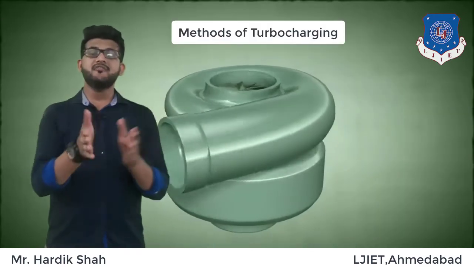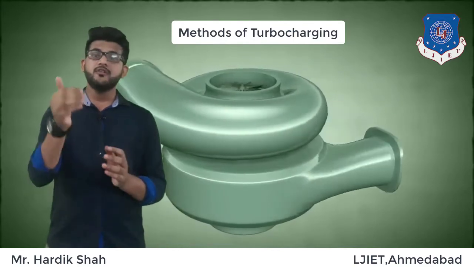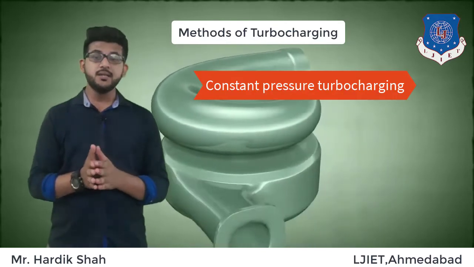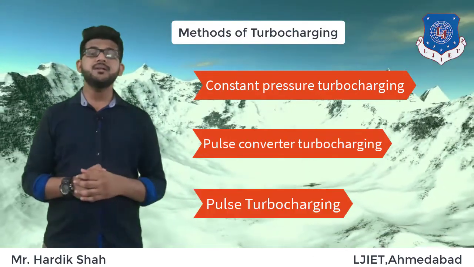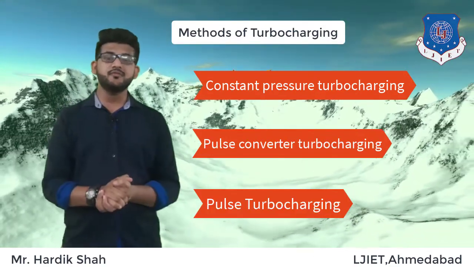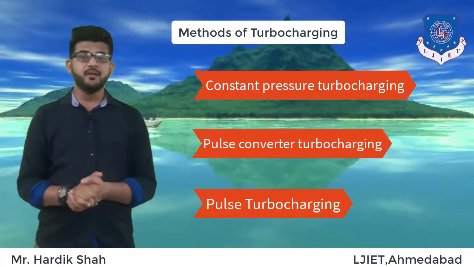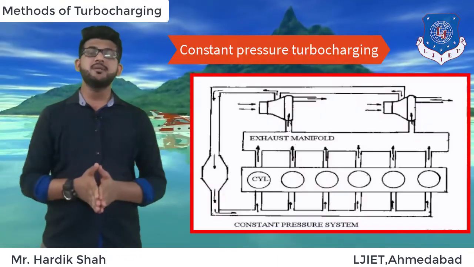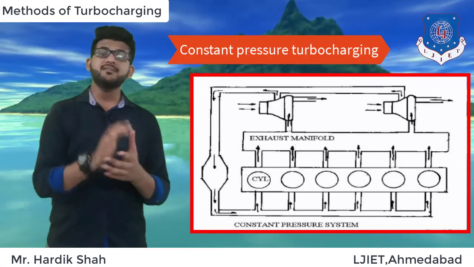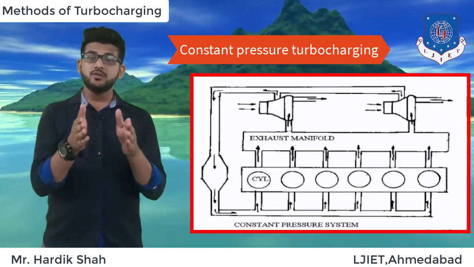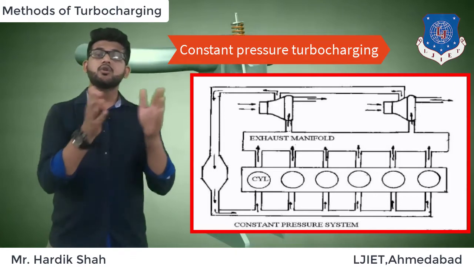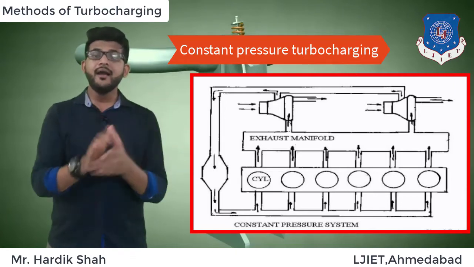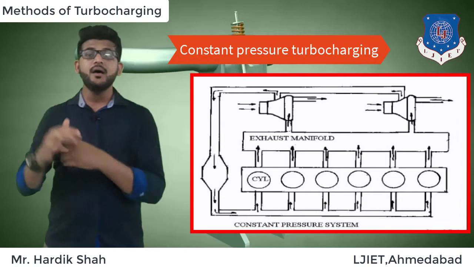Let's see methods of turbocharging. There are 3 different methods for turbocharging. First one is constant pressure turbocharging, thereafter pulse converter turbocharging, and thereafter pulse turbocharging. Let's see one by one. First one is constant pressure turbocharging. The exhaust from the various cylinders discharges into a common manifold at a higher pressure than atmospheric pressure.